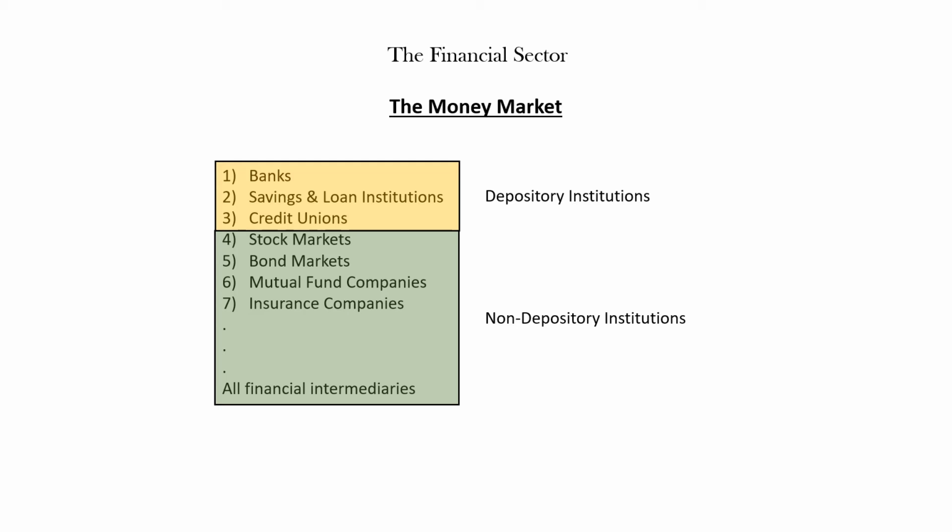The non-depository institutions are firms that will help you buy stocks and bonds, like mutual fund companies, companies that will provide you with brokerage services. There are companies that will invest your money for you and pay your heirs if you die. These, of course, are insurance companies. There are other companies that will provide you with financial advice and provide other financial services.